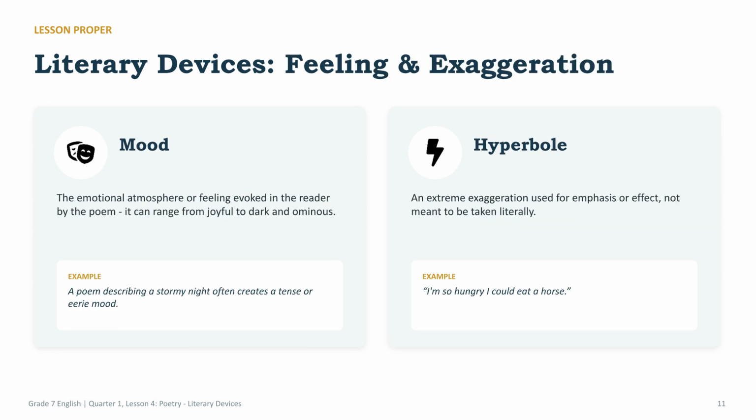2 more devices, and these are about feeling and exaggeration. Mood is the emotional atmosphere or feeling evoked in the reader by the poem. It can range from joyful to dark and ominous. For example, a poem describing a stormy night often creates a tense or eerie mood. Notice the difference from tone. Tone is the poet's attitude, but mood is what the reader feels while reading. A poet can have a calm tone while still creating a tense mood, depending on what's being described.